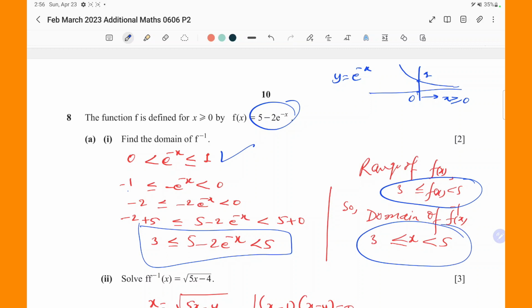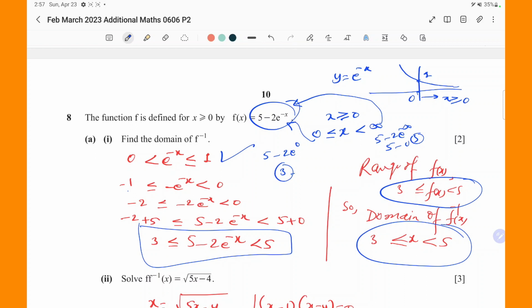By the way, we have another method as well to find range. We can put here x greater than or equal to 0, right? It means we can put x from 0 to infinity. So when you put 0 over here, you will get 5 minus 2 e to the power 0. E to the power 0 is 1, 5 minus 2 is 3. That's great. But when you put infinity over here, then this is 5 minus 2 e to the power minus infinity. So e to the power minus infinity is 0. So 5 minus 0, you will get 5.